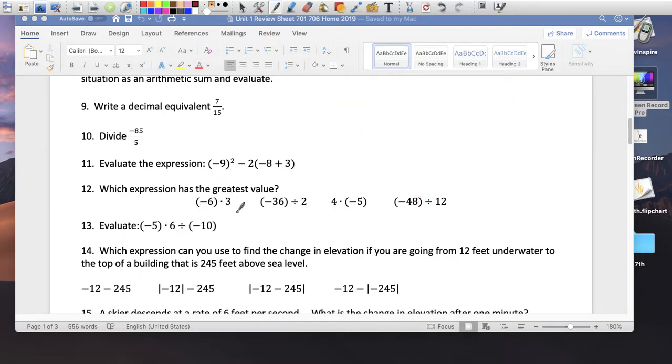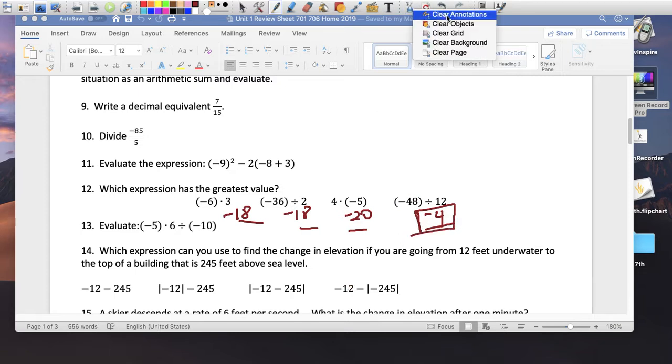Okay. Which one has the greatest value? So negative 6 times 3 is negative 18. Negative 36 divided by 2 is negative 18 again. 4 times negative 5 is negative 20. And the last one, negative 48 divided by 12 is negative 4. So which one has the greatest value? Well, of these 4 numbers, which one is furthest to the right? Which would be this guy. So that's the one that's the greatest value.